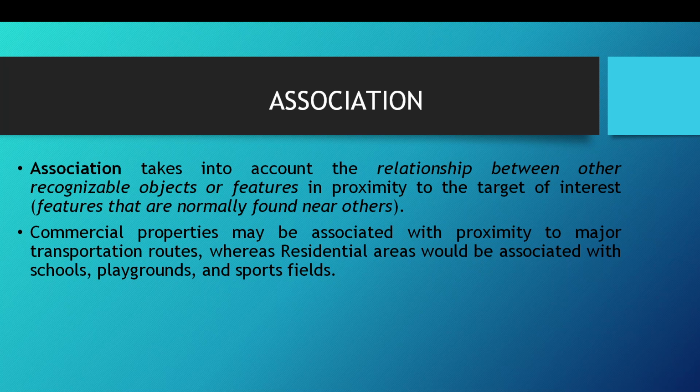Then the concept of association in identifying features based on their surroundings. Association considers the relationship between recognizable objects or features that are commonly found together. For example, commercial properties are often located near major roads or highways, while residential areas are typically found near schools, playgrounds, and sports fields. Understanding this association helps in identifying land use patterns and specific locations effectively.